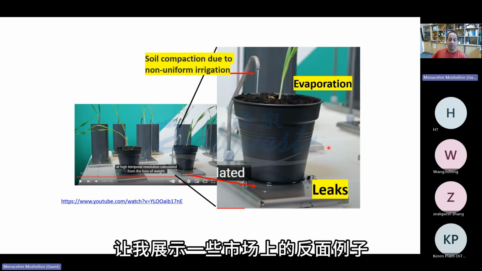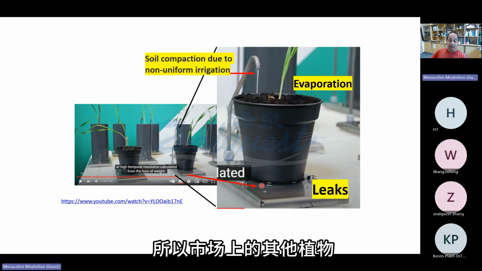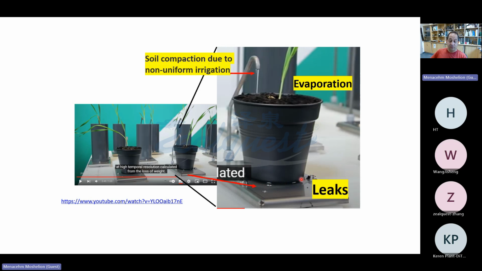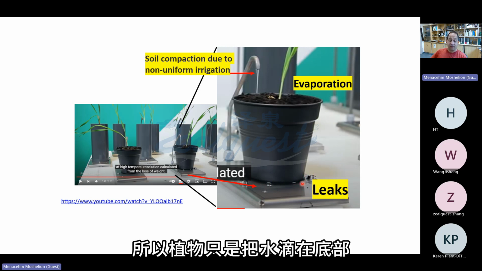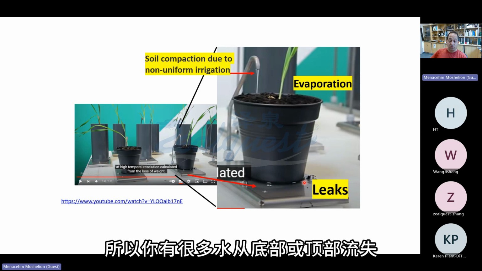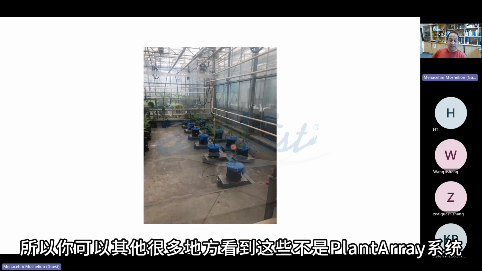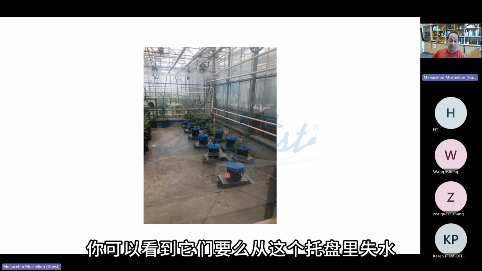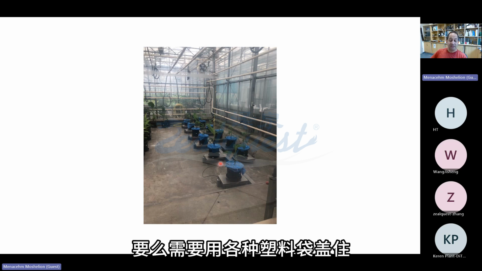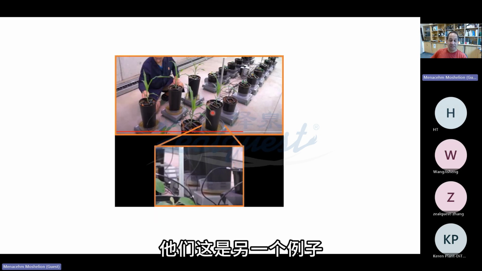Let me show you some bad examples from the market. So other systems in the market, you see this drop here. So the plant just drops the water on the bottom. So you have a lot of water loss from the bottom or from the top. So you can see it in many others, these are not PlantArray systems. You can see they lose water either from this plate, and they need to cover the plants with all kinds of plastic bags. This is another example.